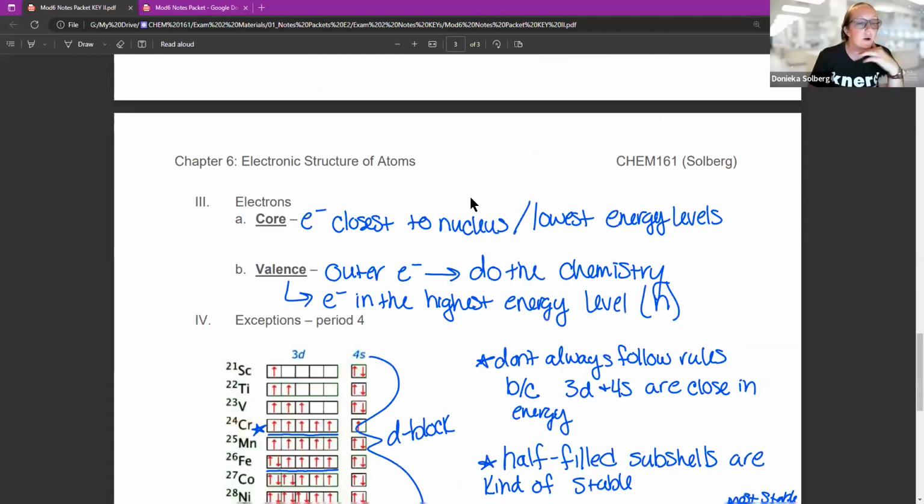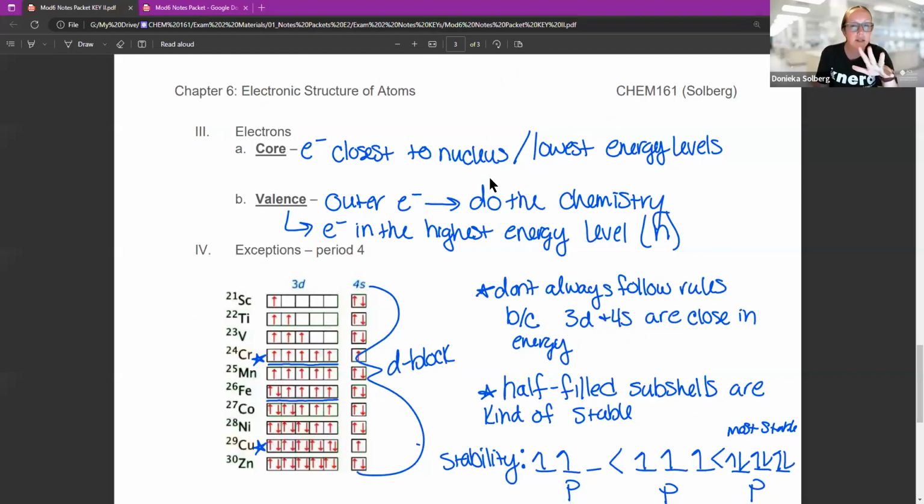Okay. So last thing I want to talk about, like I said, there's a couple exceptions that we need to know about and a couple of vocabulary terms, those being the core electrons and the valence electrons. This is super important because the valence electrons are the ones that do all the chemistry. It's the outer electrons. They do the chemistry. The ones on the inside don't actually interact with anything on the outside. Those are called the core electrons. They're the ones closest to the nucleus, the ones in the lowest energy levels. The valence ones, however, are the ones in the highest energy levels, whichever ones have the largest n value, the energy level. Those are going to be your valence electrons.